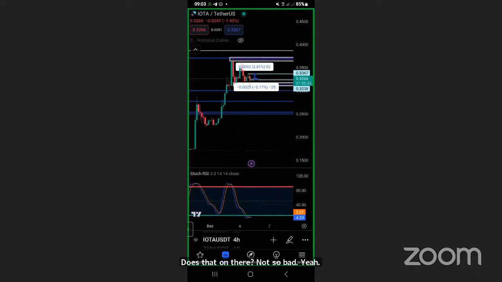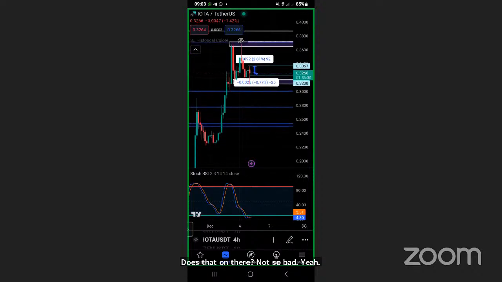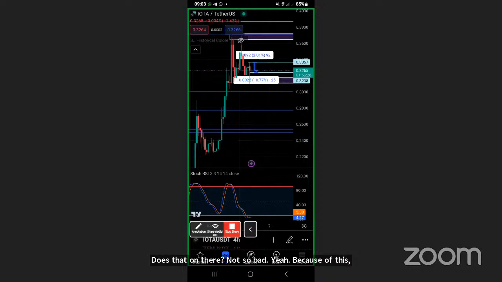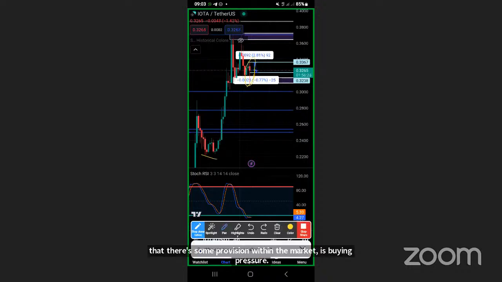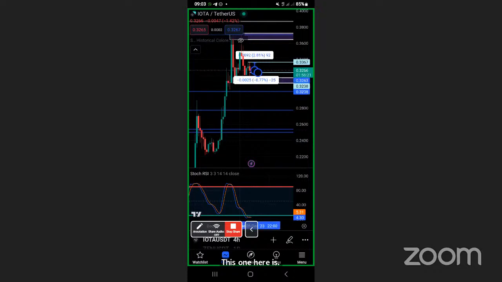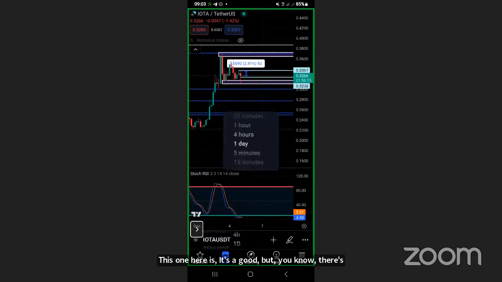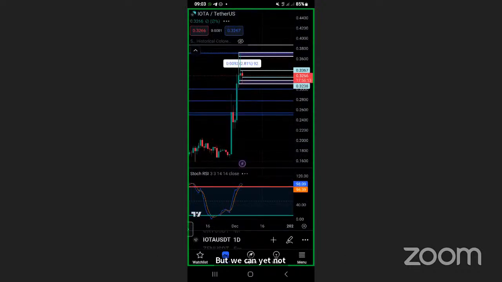Because of this buying pressure candle, it is already an indication that there's some pressure building up in the market. There's the buying pressure candle. This one here, this hammer sort of, is a good indication that there's some pressure building up. But we cannot yet conclude because it's still very early.